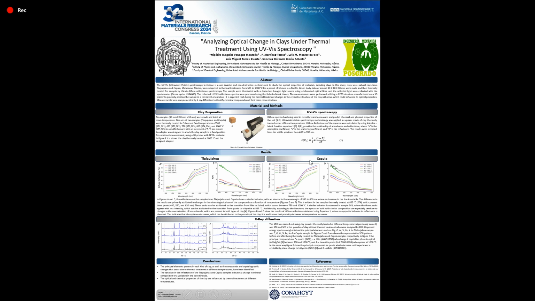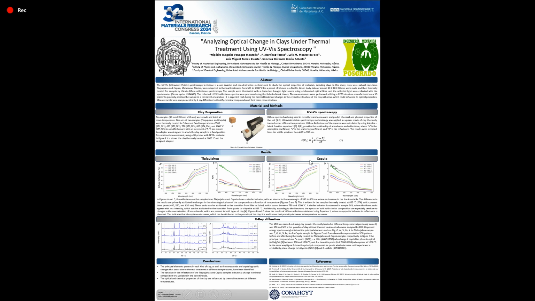UV-Vis spectroscopy is a powerful, non-invasive technique used to study the optical properties of materials. In our study, we focus on clays from Tlalpujahua and Capula in Michoacán, Mexico. We aim to understand how thermal treatment affects their optical properties.